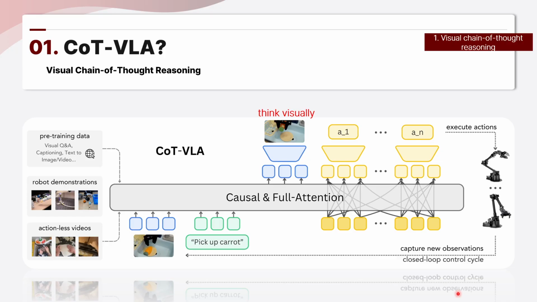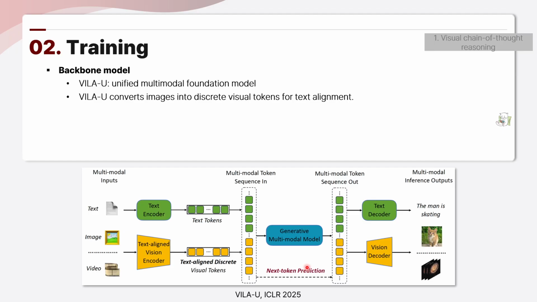Based on this concept, let's look at the full architecture of CoT-VLA. First, the model receives the image and the instruction. Then it generates the predicted future image along with an action chunk. After that, the robot executes actions, and this cycle is repeated. Next, we'll look at the training.